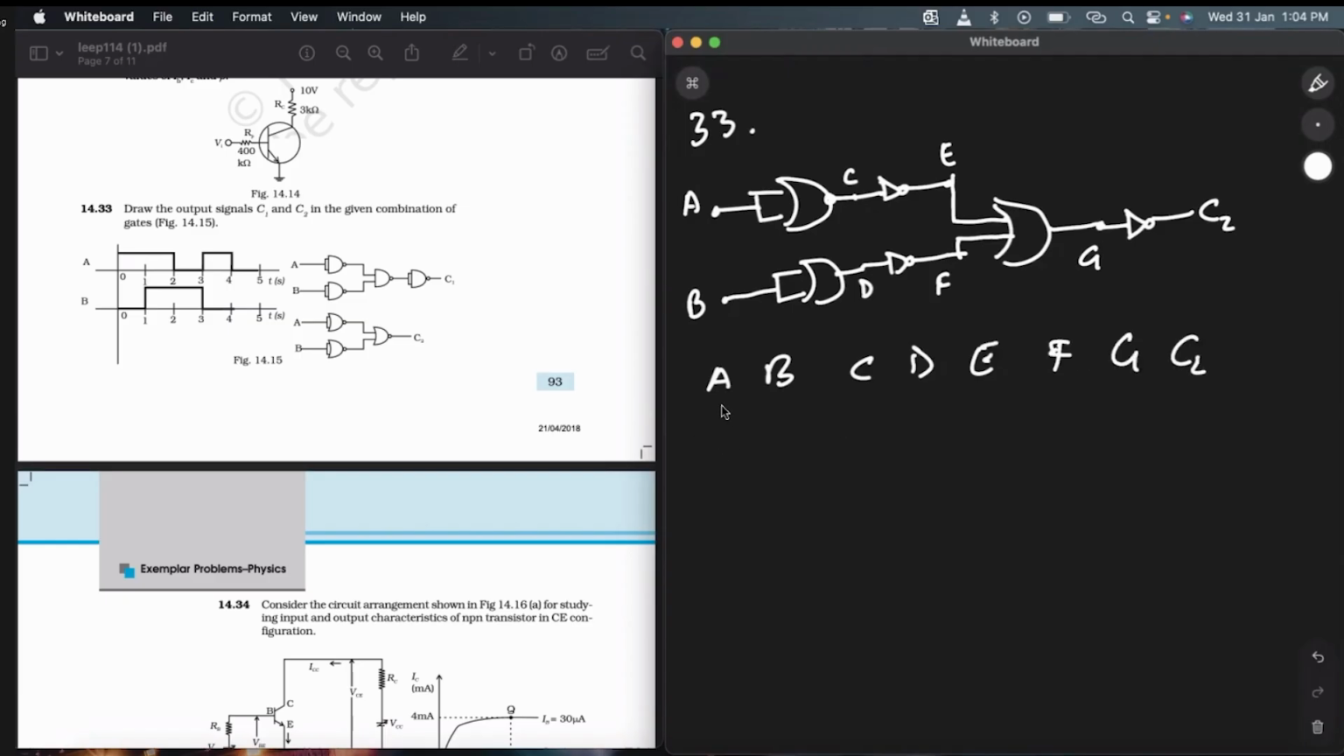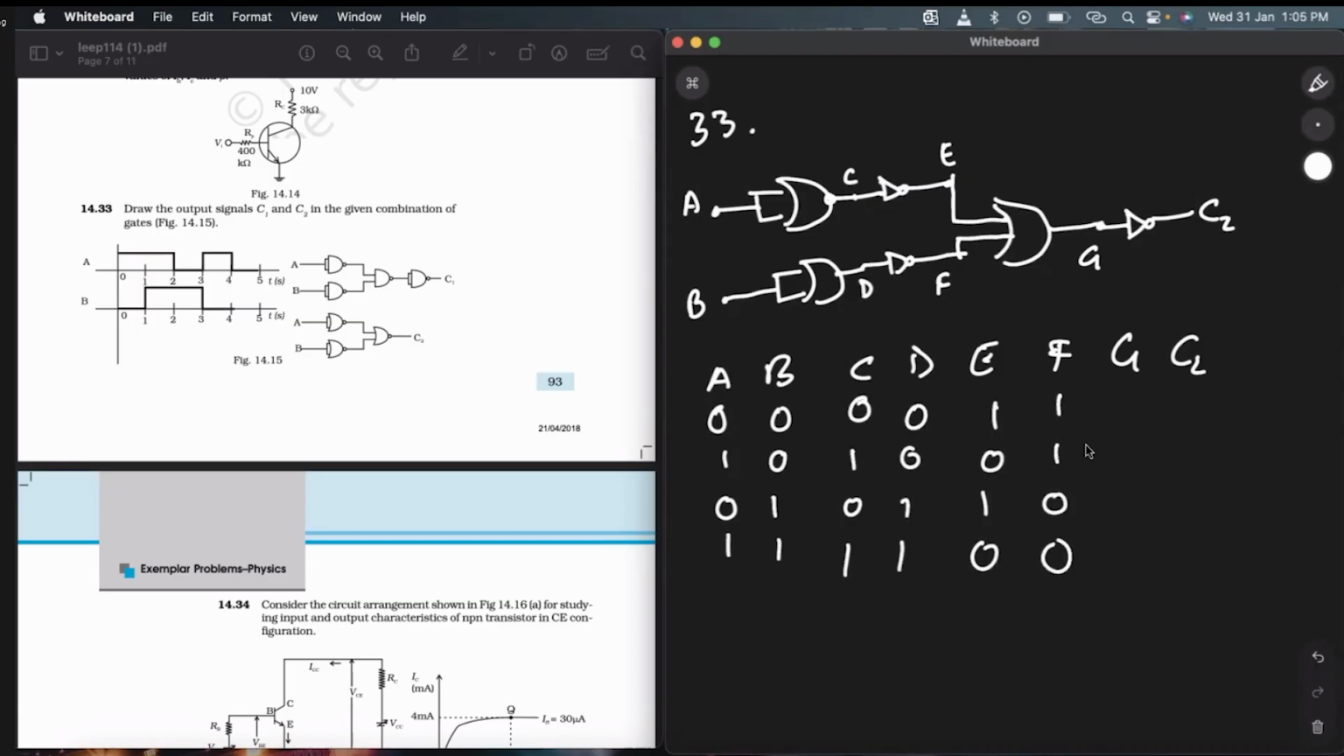So the value of A is 0 1 0 1, the value of B is 0 0 1 1. Then the value of C is the same as A, 0 1 0 1. Similarly, D will be the same as B, and E will be the complement of C, 1 0 1 0. F will be the complement of D, 1 1 0 0. G will be the AND of the previous both, so it will be 1 1 1 0, and C2 will be just the complement of this, so 0 0 0 1.